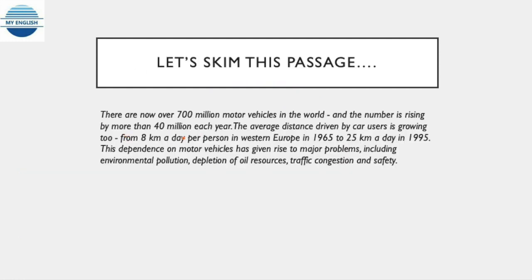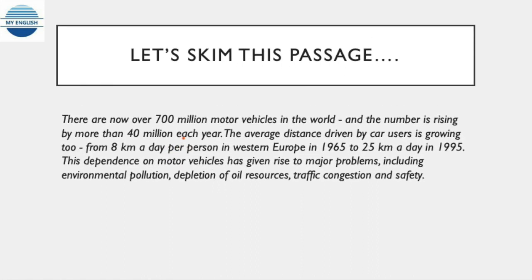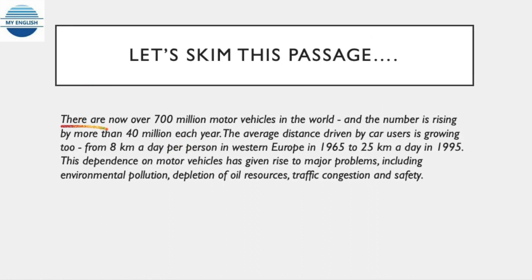Now let us skim this passage. So how you skim it is, you read this first line. There are now over 700 million motor vehicles in the world, and the number is rising by more than 40 million each year. This dependence on motor vehicles has given rise to major problems, including environmental pollution, depletion of oil resources, traffic congestion, and safety. So what do you think is the main idea behind this passage? It says there are many motor vehicles in the world, but it is causing a lot of problems like environmental pollution and so on, right?